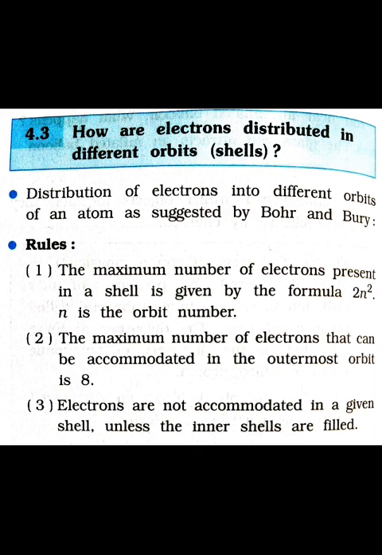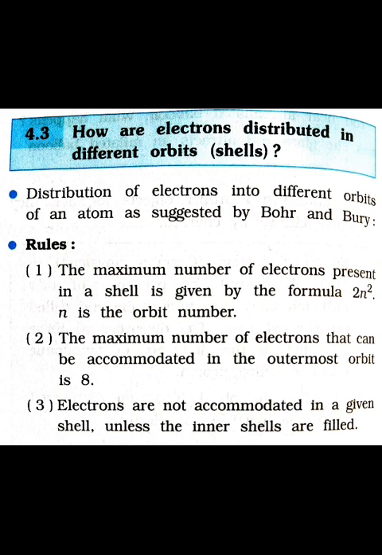Third, electrons are not accommodated in a given shell unless the inner shells are filled. That is, the shells have to be filled in a stepwise manner. That means starting from the innermost shell, the shells or orbits have to be filled up. Once the innermost shell is filled, only then can we move on to the next shell. These are the 3 rules for distributing electrons in different orbits or shells.